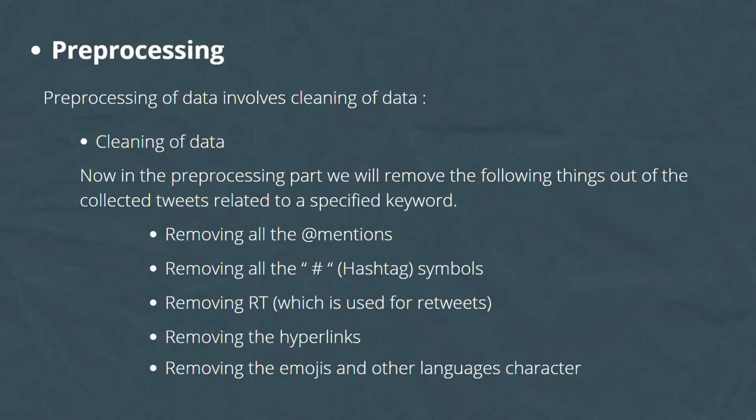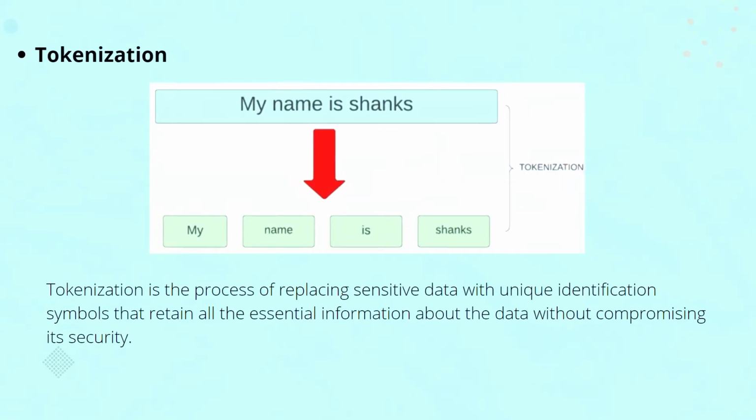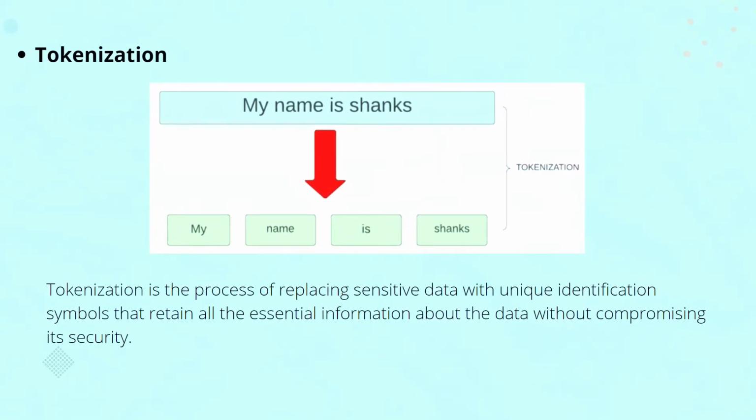After removing all such mentions, hashtags and retweets, hyperlinks and emojis, we will proceed to our next part, which is tokenization. Tokenization is a process in which a sentence or a paragraph is tokenized and converted into a block of words. If it is a paragraph, it will be converted into sentences, and if it is a sentence, it will be further converted into a block of such simple words.